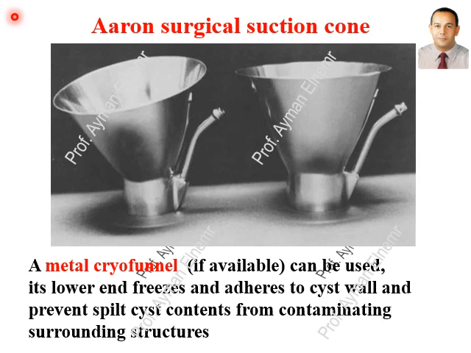Historically, a round surgical suction cone was used. It is a metal cryofunnel. Its lower end is put on the cyst wall, and liquid nitrogen passes through this tube, and this makes the lower end freeze and adhere to the cyst wall, preventing contamination of the surrounding structures, and the cyst can be dealt with from the wide upper part.